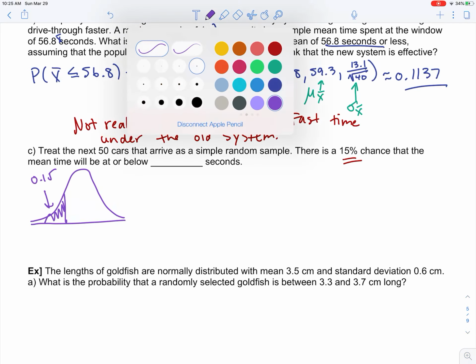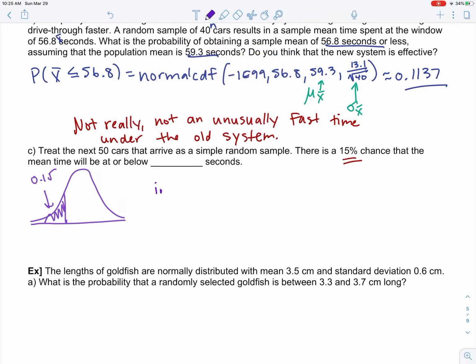Remember that anytime you're given an area, this is when you use the inverse normal function on your calculator. So we'll go ahead and do that for this example. So the area to the left was 0.15, that was given. The mean is still 59.3. But remember, this is mu sub X bar. We're looking at a sample of size 50. So the standard deviation will change. It will be the population standard deviation, 13.1, divided by the square root of 50.